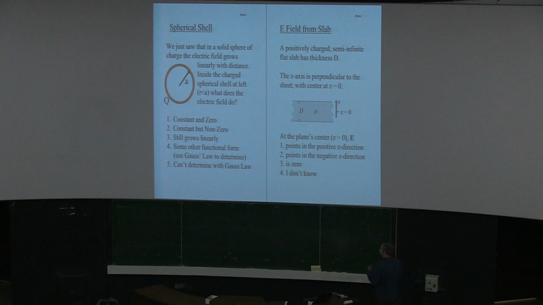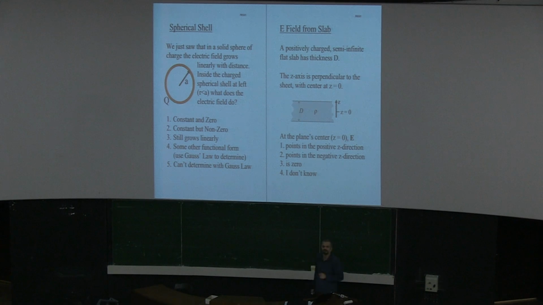Okay, so assuming we are drawing a Gauss surface, a spherical Gauss surface, which is 0. No, Q enclosed is 0. There is no charge inside. Okay, so it's constant and 0.